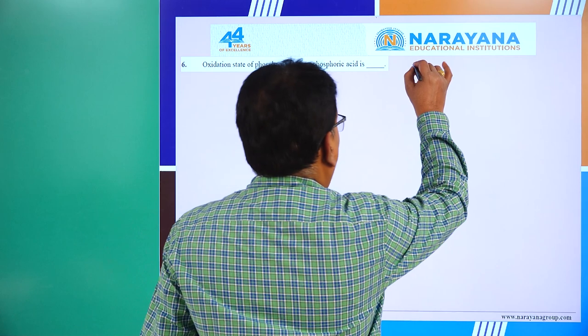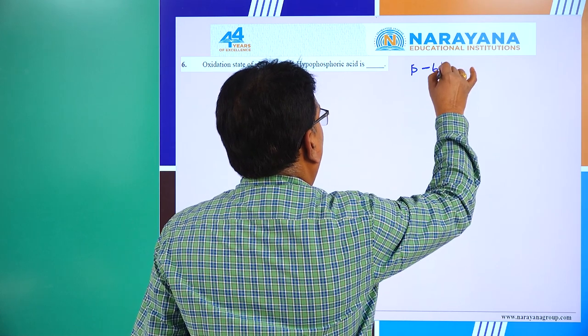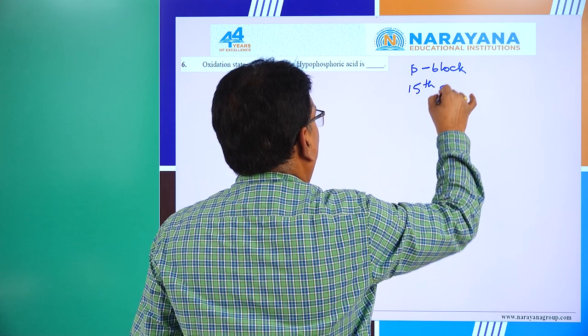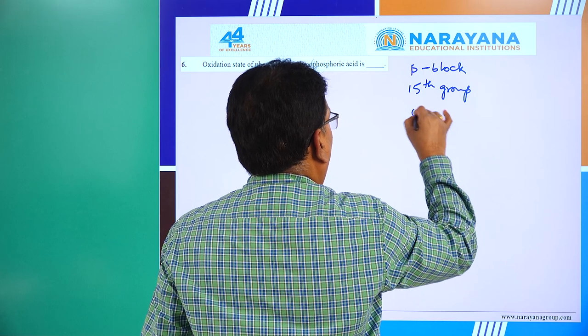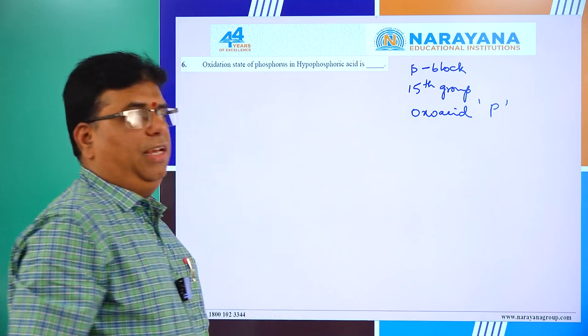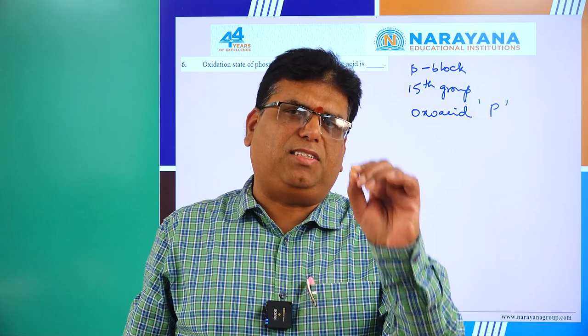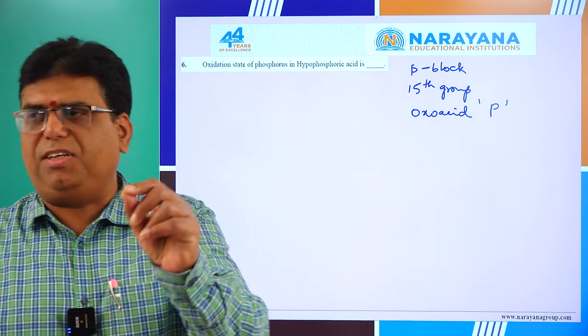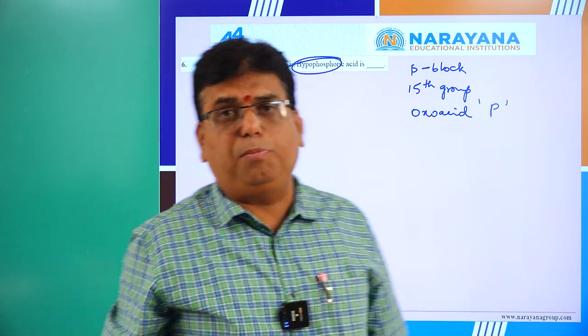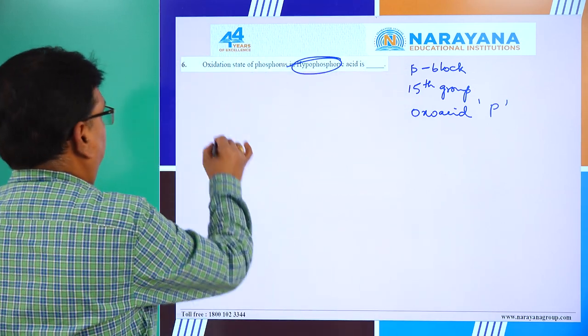Oxidation state of phosphorus in hypophosphoric acid. This is from P block. Nitrogen, phosphorus, 15th group, oxo acid of phosphorus. Here is one small difficulty in this question, though it is a very simple, basic level question: you must remember the formula of hypophosphoric acid. What is hypophosphoric acid?